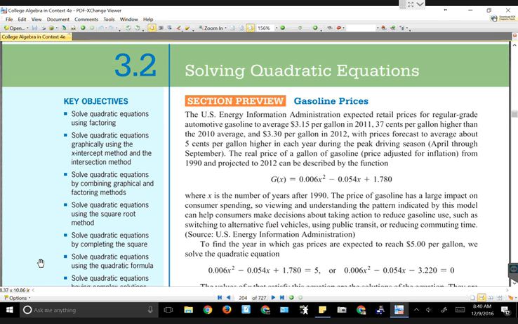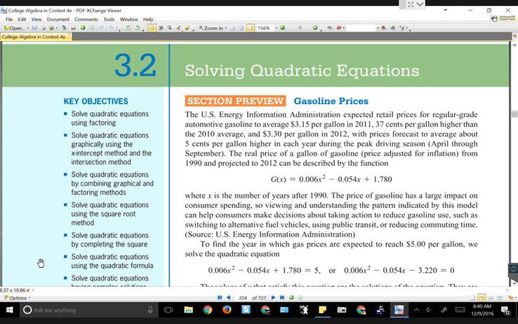Now, if I take a look at this here, and of course there is the one other thing that students definitely do not like to do, and that's read. Those four-letter words that students are trying to avoid. So, U.S. Energy Information Administration expected retail prices for a regular grade automotive gasoline to average $3.15 in 2011, 37 cents per gallon higher than the 2010 average, and $3.30 per gallon in 2012, with prices forecast to average about 5 cents per gallon higher in each year during the peak driving season, September.